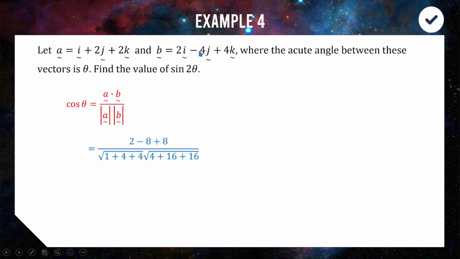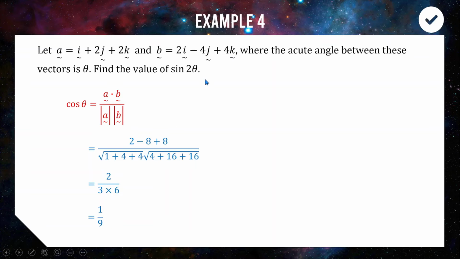And we've got 2 squared, 4 squared, 4 squared here. On the bottom, that works out to be a value of 3 and a value of 6. So we end up with a 2 on the top and a 3 times 6 on the bottom. So we get 2 over 18, which is 1 over 9. So we know the value of cos theta is equal to 1 over 9.